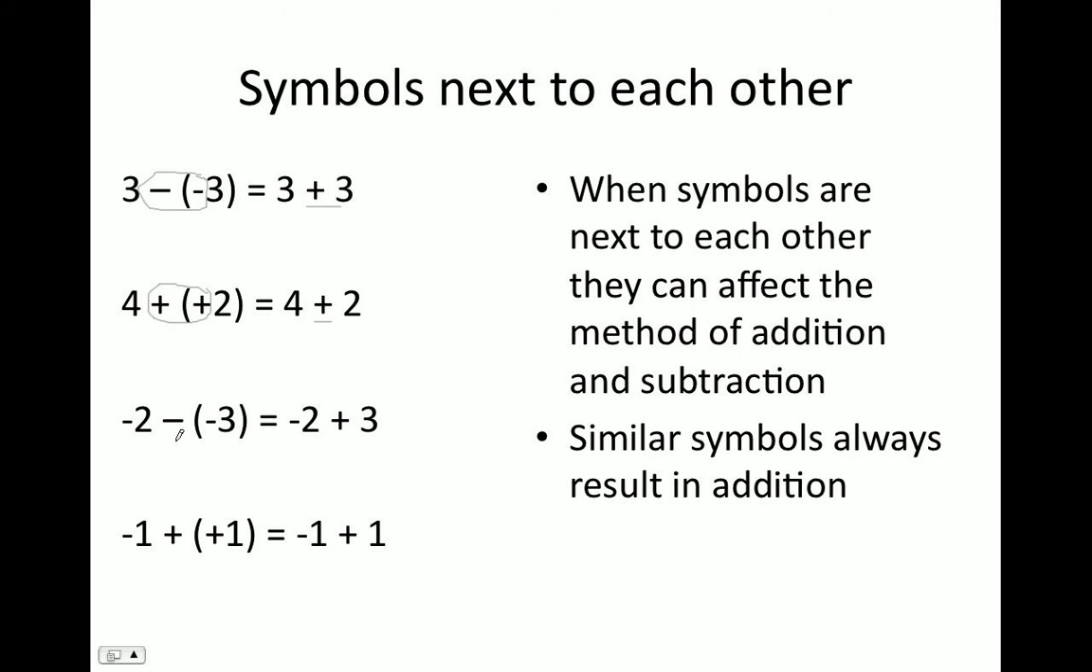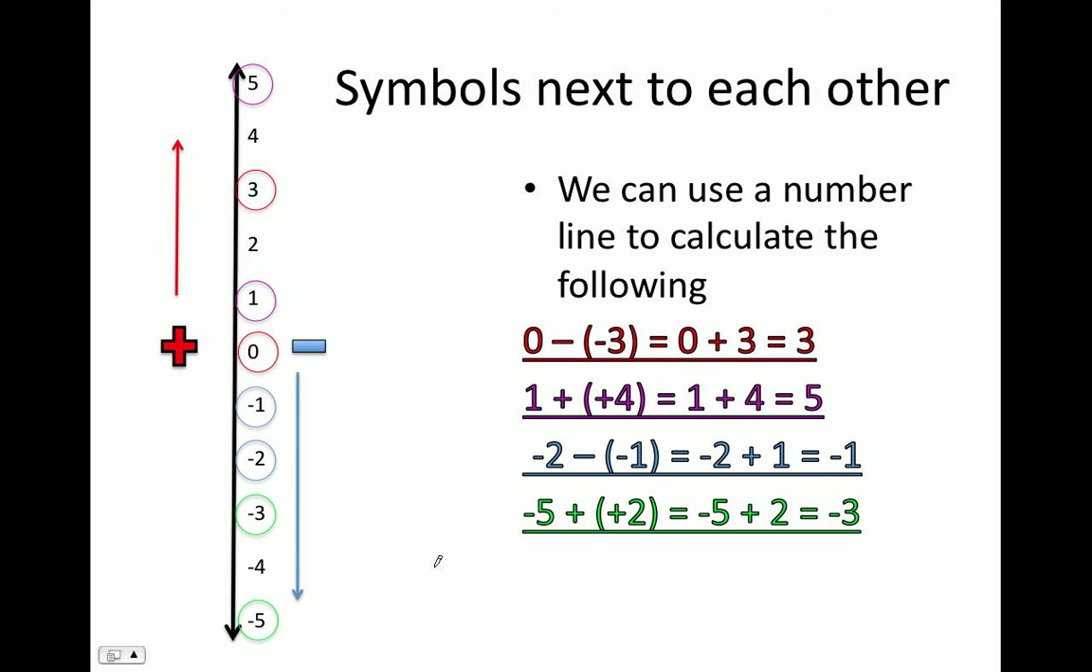So, if we look at the third equation, we can see that we've got negative 2 take minus 3. Well, that's going to give us minus 2 plus 3. If we look at the fourth equation, we've got minus 1 plus 1, okay, and we're going to replace both positive symbols with one positive symbol.